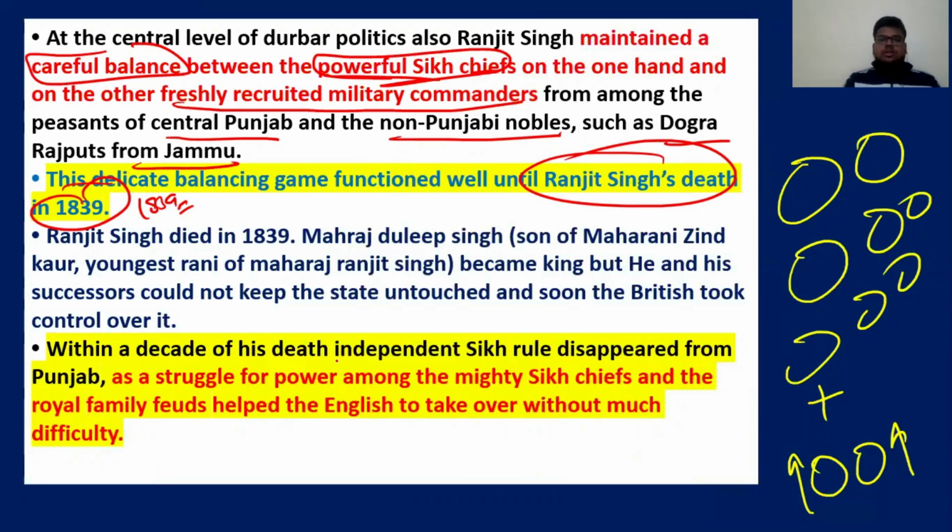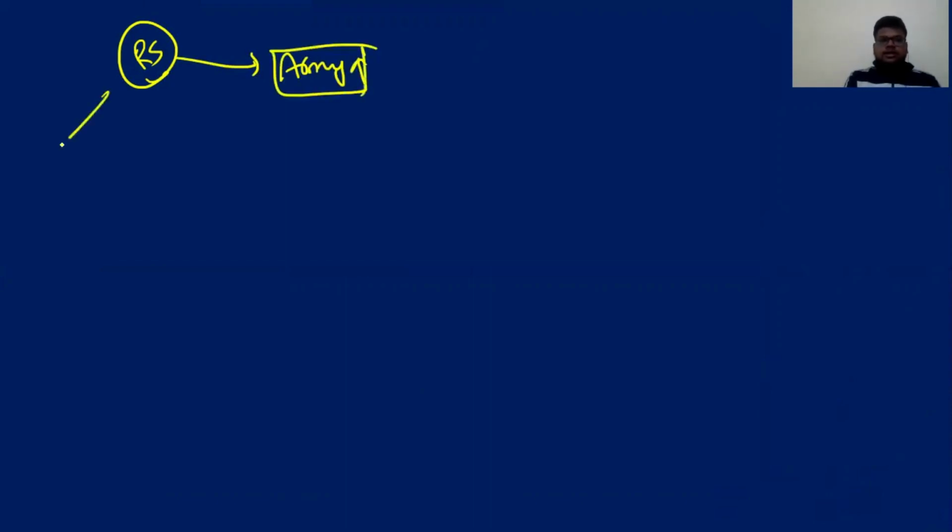Right? So within a decade after his death, after 1839, the Sikh empire disappeared from Punjab. Okay, we'll see. Now imagine what happened after the death of Ranjit Singh. His army, which is very strong, a lot of the military leaders strong, and all are looking for an opportunity to control the area.